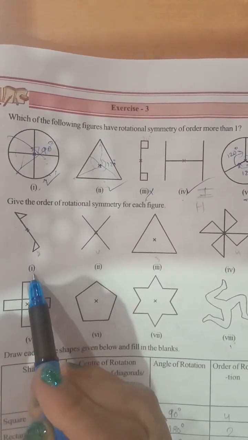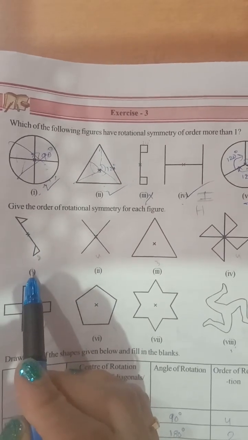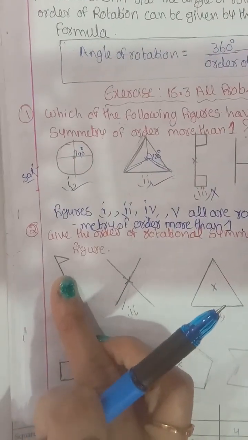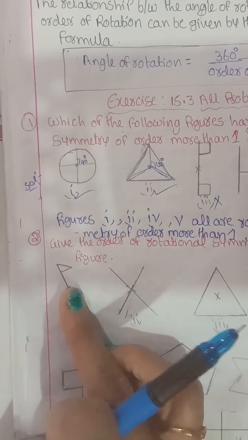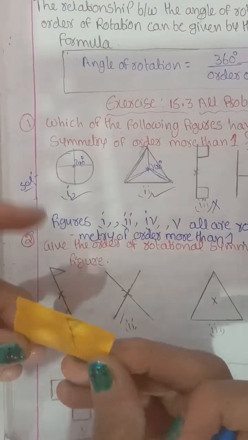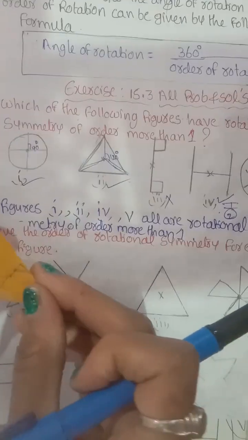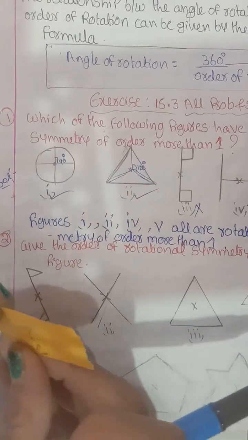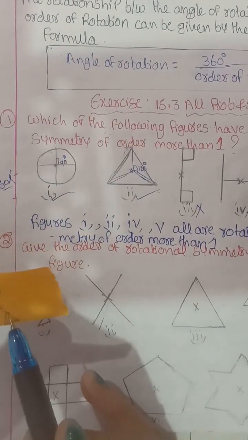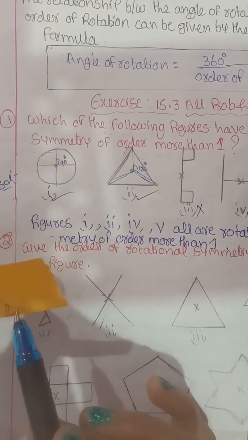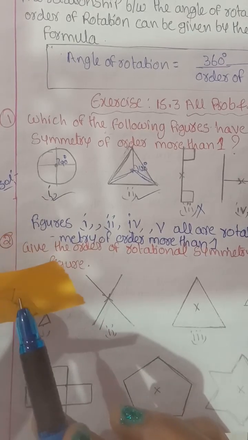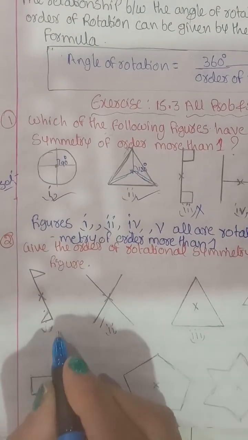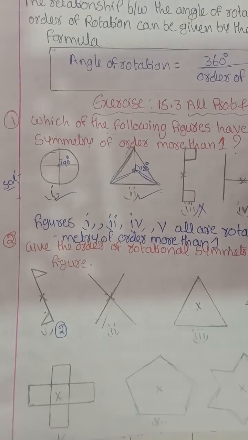First figure. This is the first figure only. What's the order? If it's rotated by this one only, first of all, this figure is rotated. If you rotate by 90 degrees and this like only, and again rotate by 180 degrees, we will get the same position only. And in this figure, in a full rotation there are two positions where the shape looks exactly the same only. So that's why the order is 2 only.